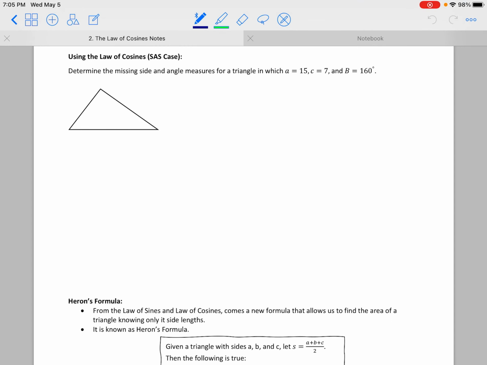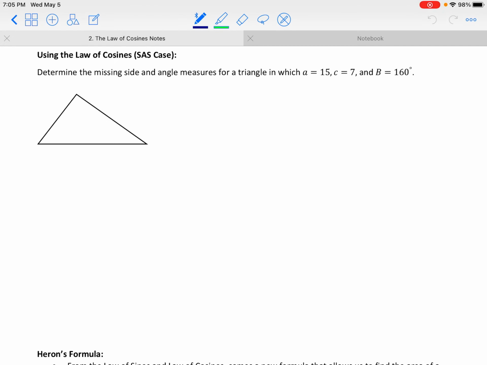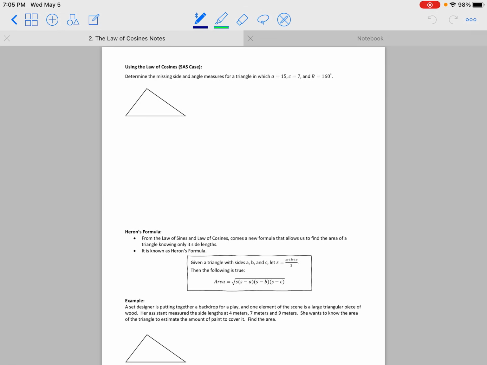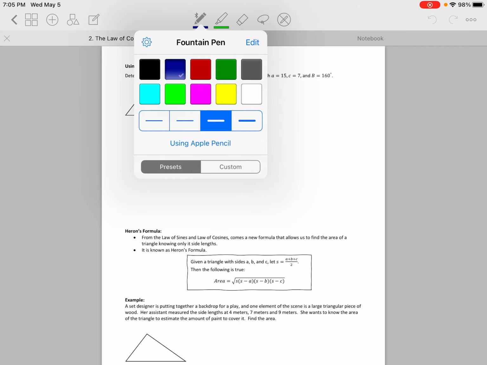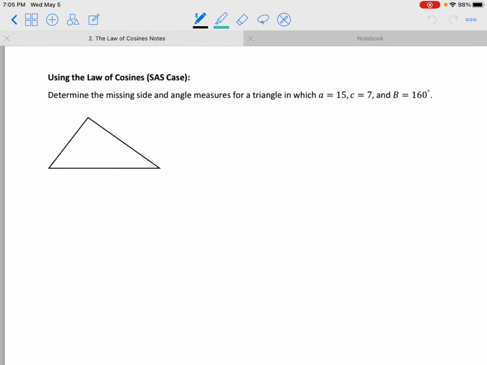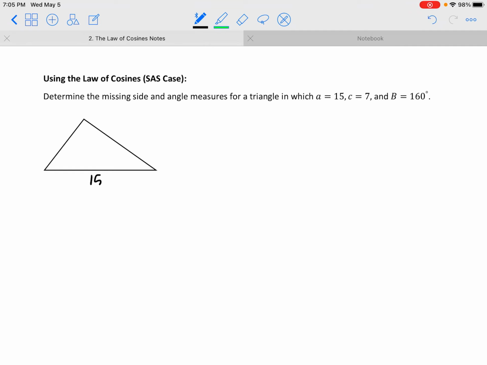Luckily, we don't have to worry about any ambiguous cases here or no solution cases here. So in the next one, it says, this time determine the missing side and angle measures for a triangle in which A is 15, C is 7, and B is 160. So it doesn't really matter what's what here. But let's say this is 15, this is 7, and actually, let me label my angles first. Let's call this A, this B, and this C, and this, again, might not be drawn to scale, so don't worry about how the triangle looks.